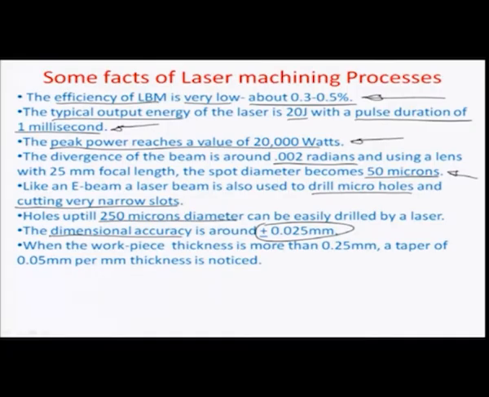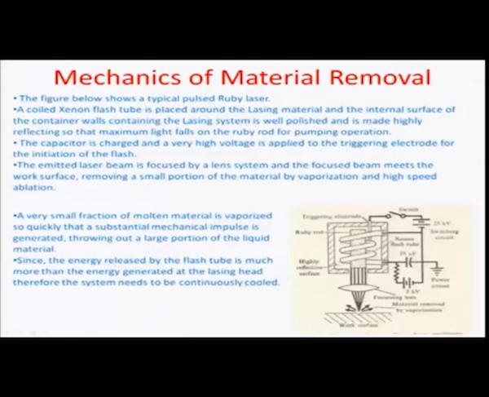0.025 millimeters plus minus. So, when the workpiece thickness is more than about 0.25 millimeter, a taper is produced, which is almost about 50 microns per millimeter of thickness, as noticed. So, that is how laser machining processes and the parameters related to them can be understood. Let us talk about the mechanics of material removal in a laser.